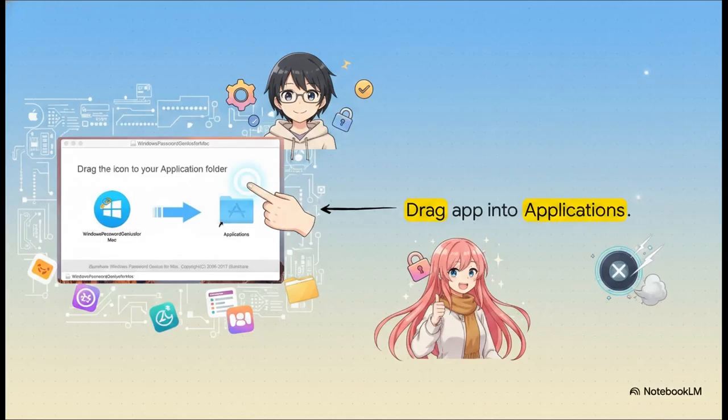To install from a DMG, you usually just double-click the file, and a little window pops up showing the app icon right next to a shortcut to your Applications folder. All you do is click, drag the app into that folder, wait a second for the copy, and eject the virtual disk. Boom, done. It's wonderfully tactile.